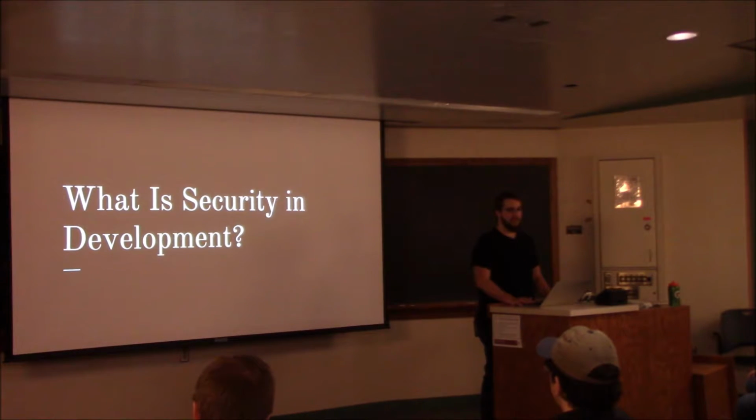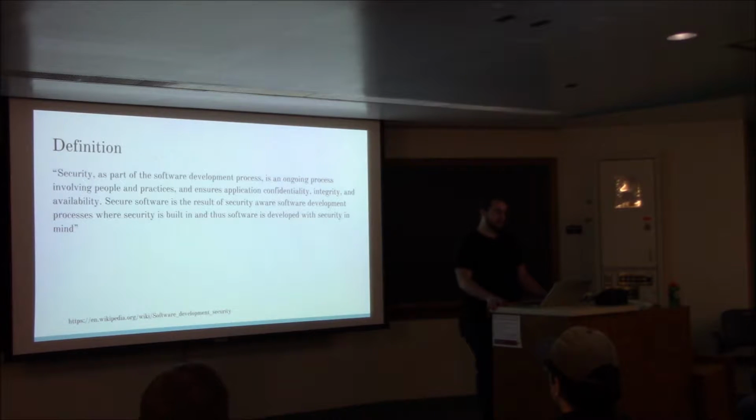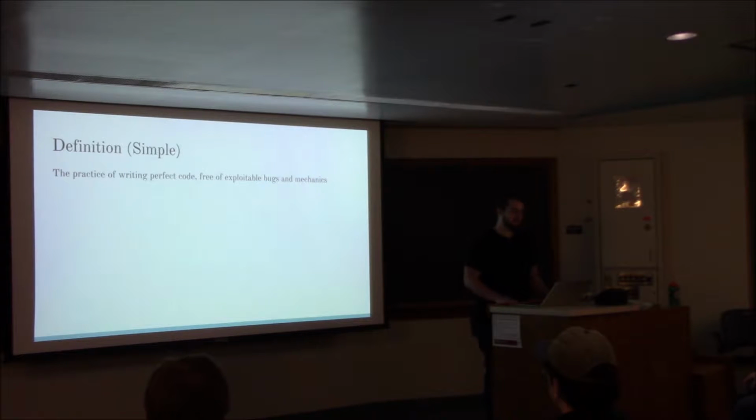So what is security in terms of software development? If you just go look up security and software development on Wikipedia, you get this wonderful explanation. Security as part of the software development process is an ongoing process involving people and practices and ensures application confidentiality, integrity, and availability. Secure software is the result of security-aware software development processes where security is built in and thus software is developed with security in mind. That's really long, really complex. It really boils down to the practice of writing perfect code free of exploitable bugs and mechanics.